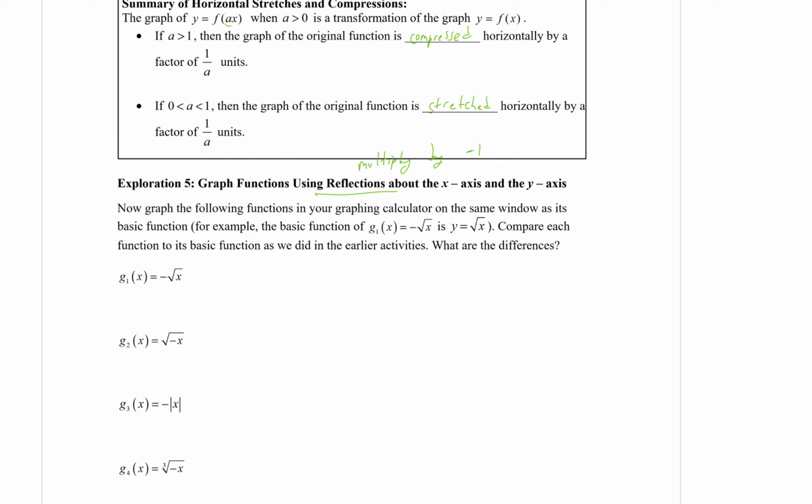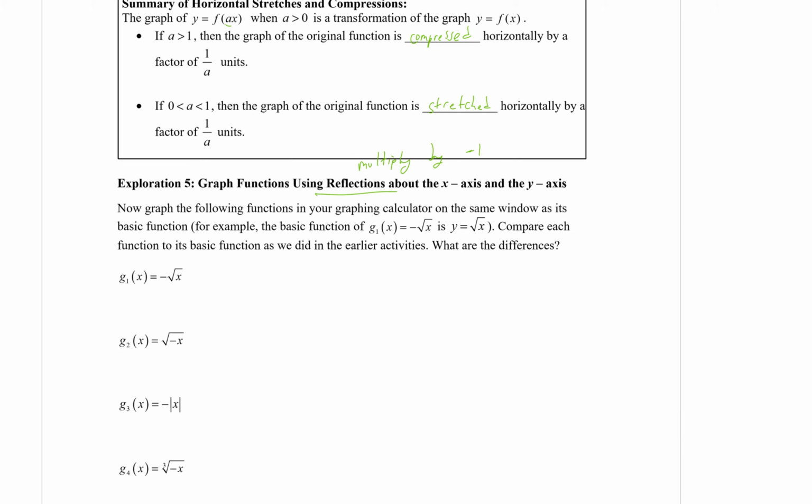That's what multiplying by a negative looks like. That tells you what kind of reflection it's going to be. Now I know it's going to be called a reflection about the x-axis or y-axis right now, but I'm going to ask you to think of it differently. Think of it as a vertical reflection and a horizontal reflection, and then you can interpret what kind of axis that means.